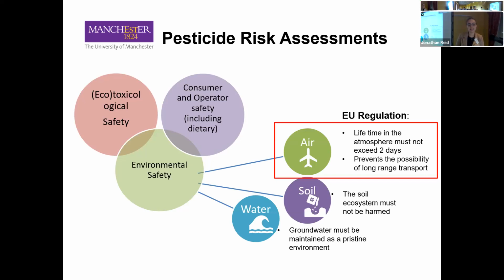So what does the regulation say? The regulations say that lifetime in the atmosphere must not exceed 2 days. So this prevents the possibility of long-range transport. I also will highlight, for example, water. And in water, it states that groundwater must be maintained as a pristine environment. So all the regulation is quite conservative these days, and it hopes to protect the environment.